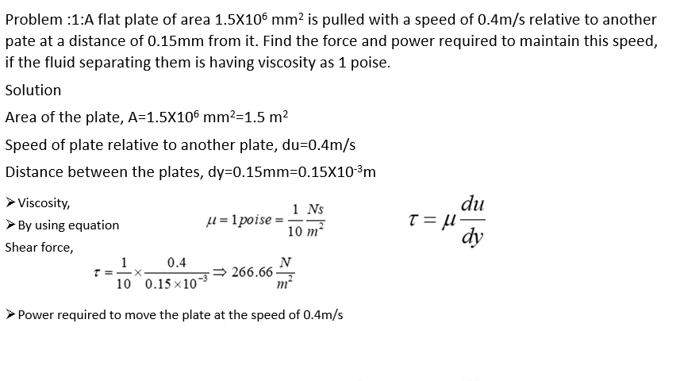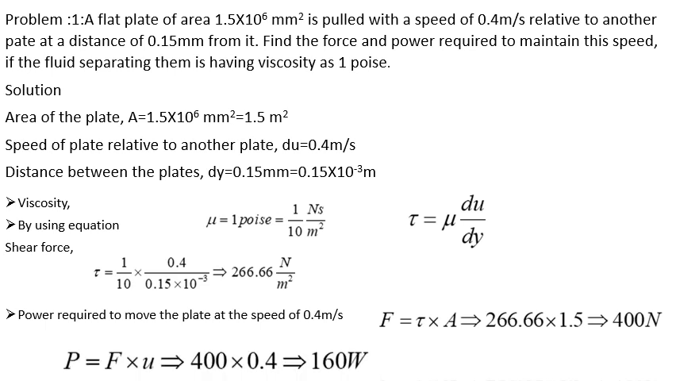Now, what is the power required to maintain that speed? This is the power required to move the plate at the speed of 0.4 meter per second. This is the second part of the numerical. The shear force is equal to shear stress into area. The shear stress is 266.66 into the area, which is given. The area of the plate is 1.5 meter square. So the shear force is equal to 400 Newton.